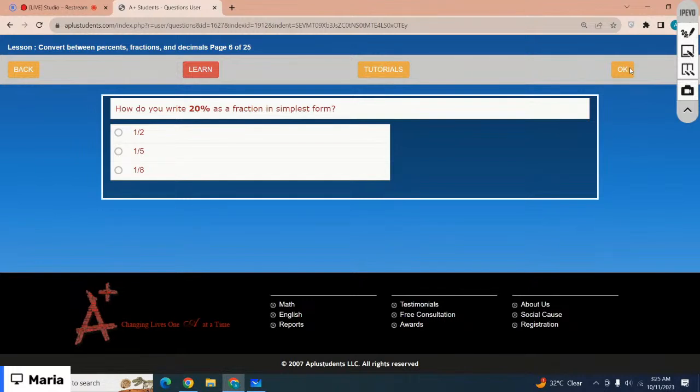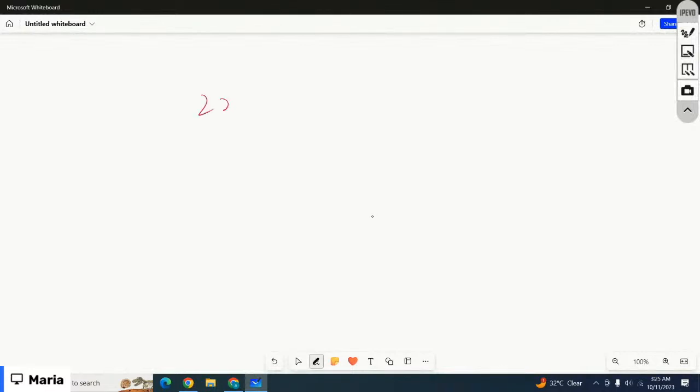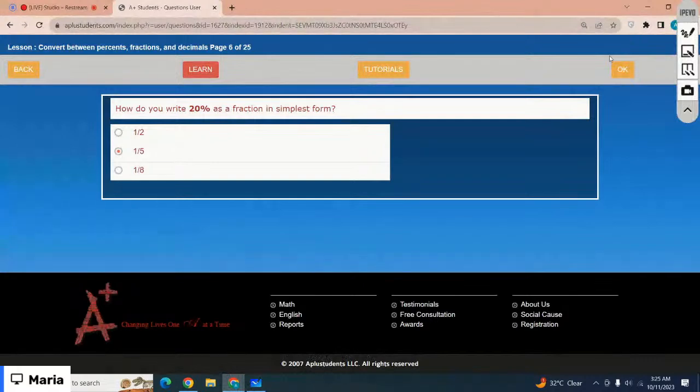How do you write 20% as a fraction in simplest form? 20% means 20 out of 100, right? Divide them by the common number, that would be 20. 20 times 1 is 20, 20 times 5 is 100. It would be 1 out of 5, right? The correct option is 1 by 5.